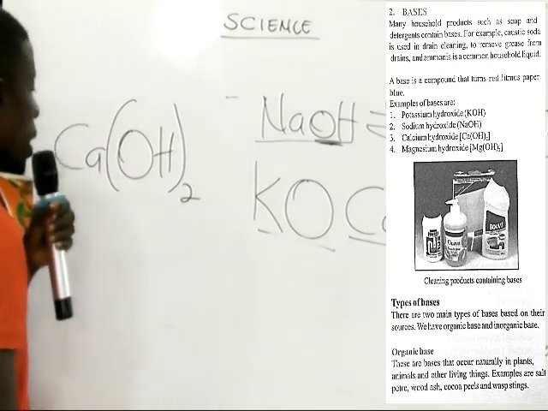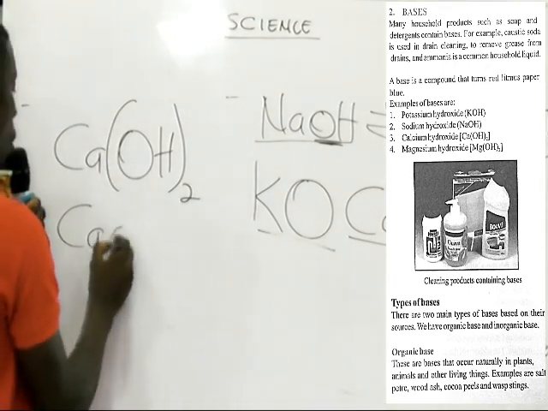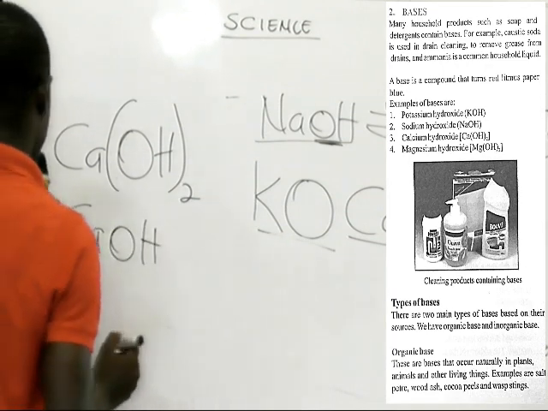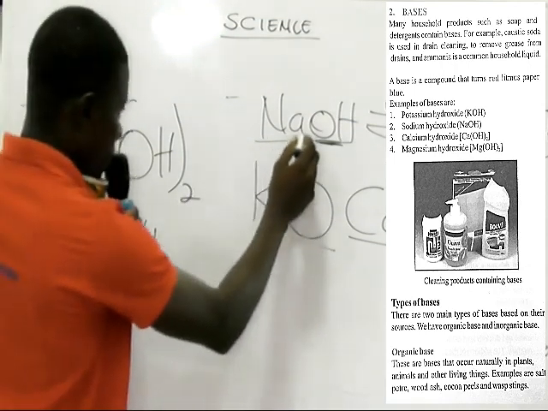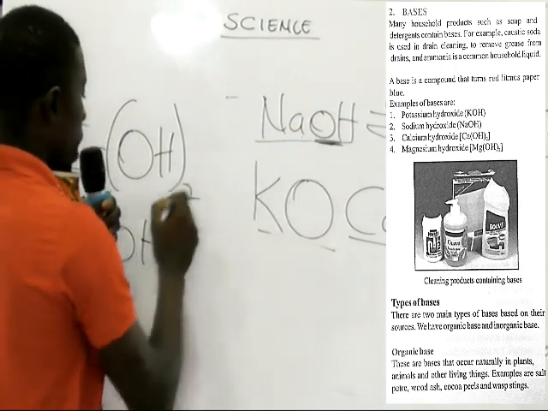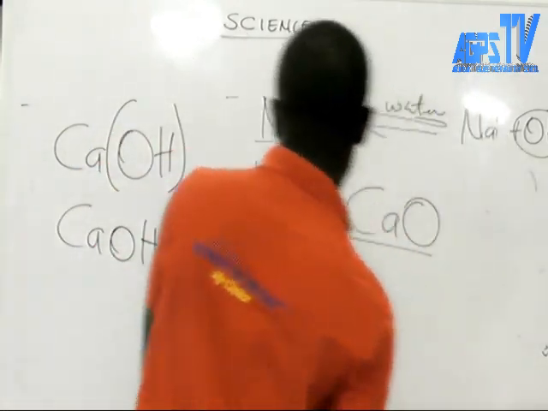Calcium hydroxide. Now, we don't write calcium hydroxide as CaOH. If you write this one, you are wrong. This one is different from this. I'm going to talk about that. Now, I want you to pay attention.